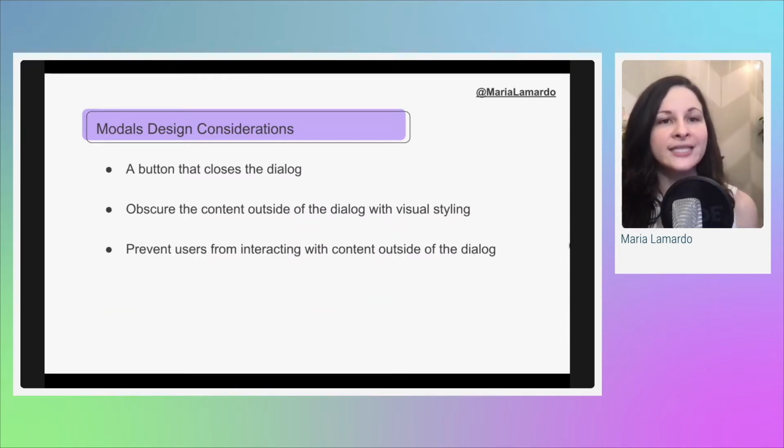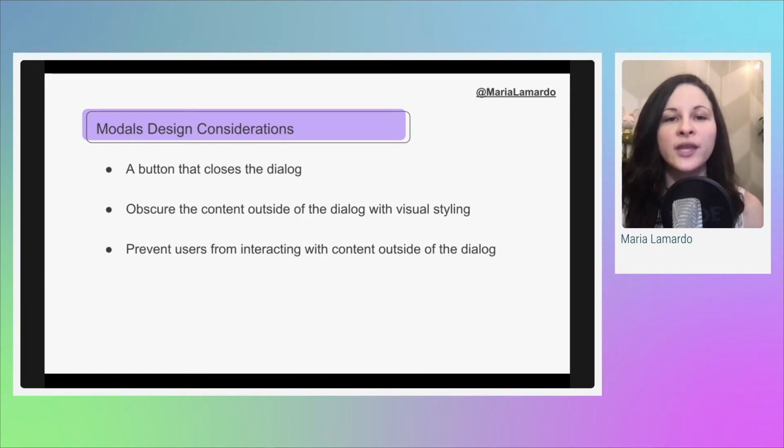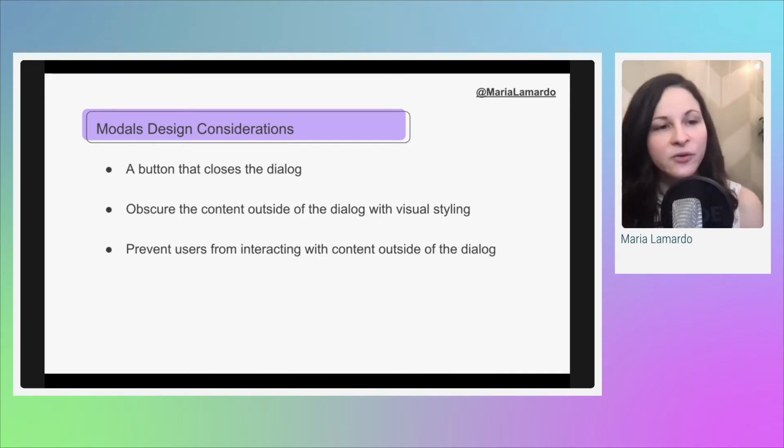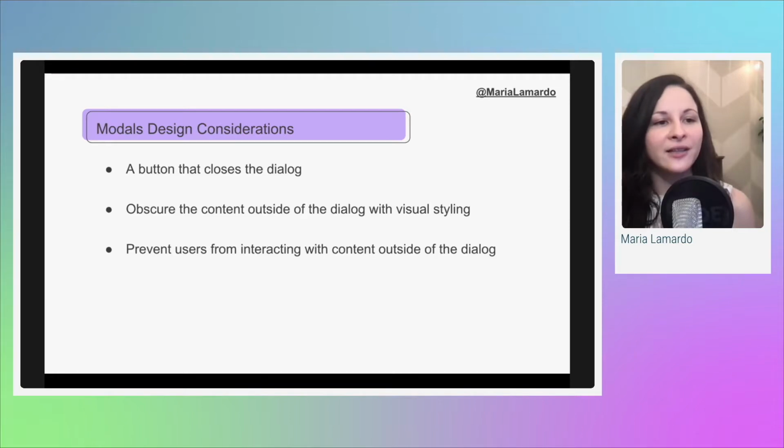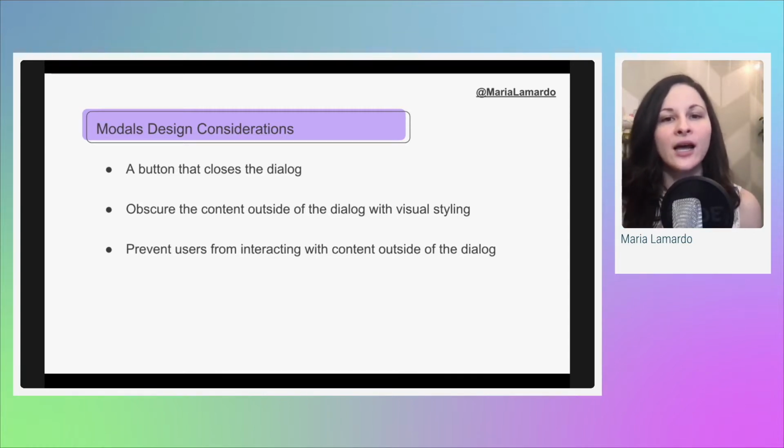So here we have the design considerations for modals. We want to make sure that all your modals have a button that closes the dialog. We also want to make sure that you're obscuring the content outside of this dialog with some visual styling. So sometimes you'll see that grayed out background. And that grayed out background also should prevent users from interacting with any content outside of the dialog. So for example, if you have a modal dialog open, you shouldn't be able to interact with elements behind that modal or even tab to those. So not only for mouse, but you also have to keep in mind keyboard is also prevented from accessing that content.